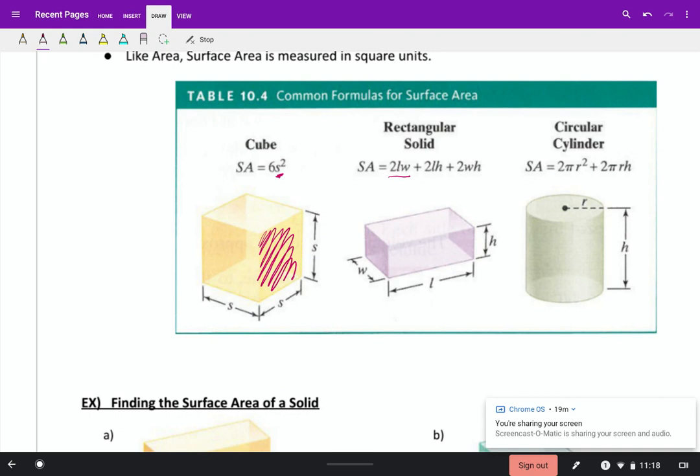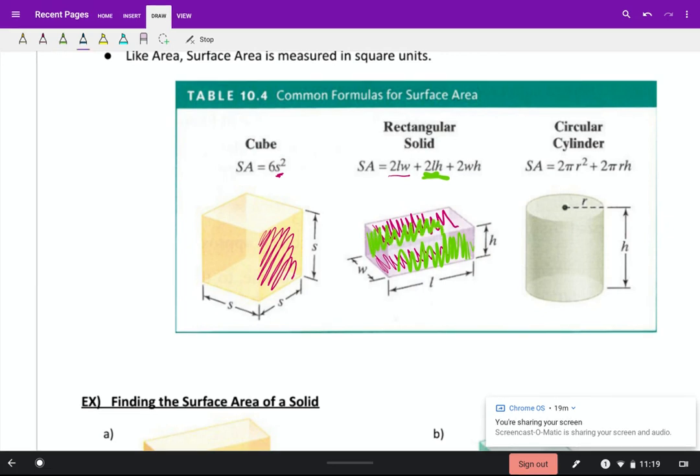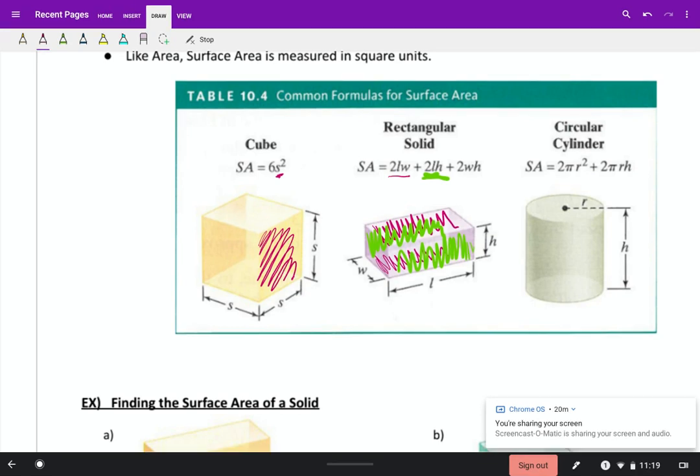Rectangular solid, you're going to have 2 times the length times width. So length times width is the bottom. So what that's saying is the bottom and the top will be the same. So that's where that 2 times comes in. You have L times H, that's going to be the front and the back. And then last, you have 2WH, which is the right and the left. So that's why you do that. So you're finding the area of all those faces and then adding them up.